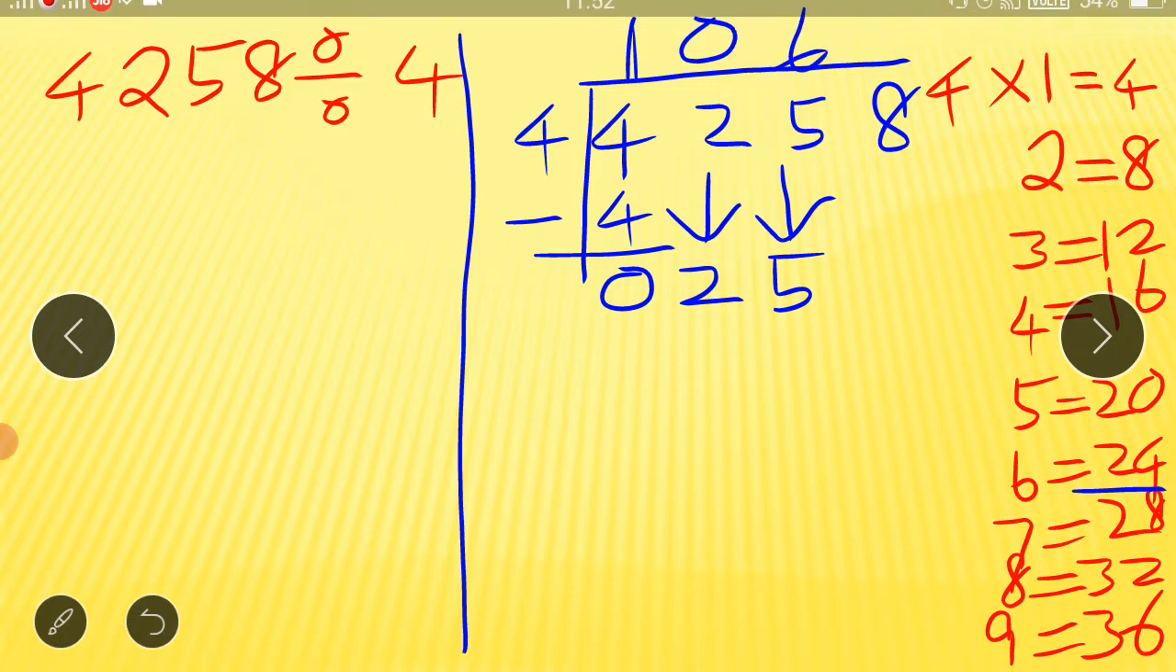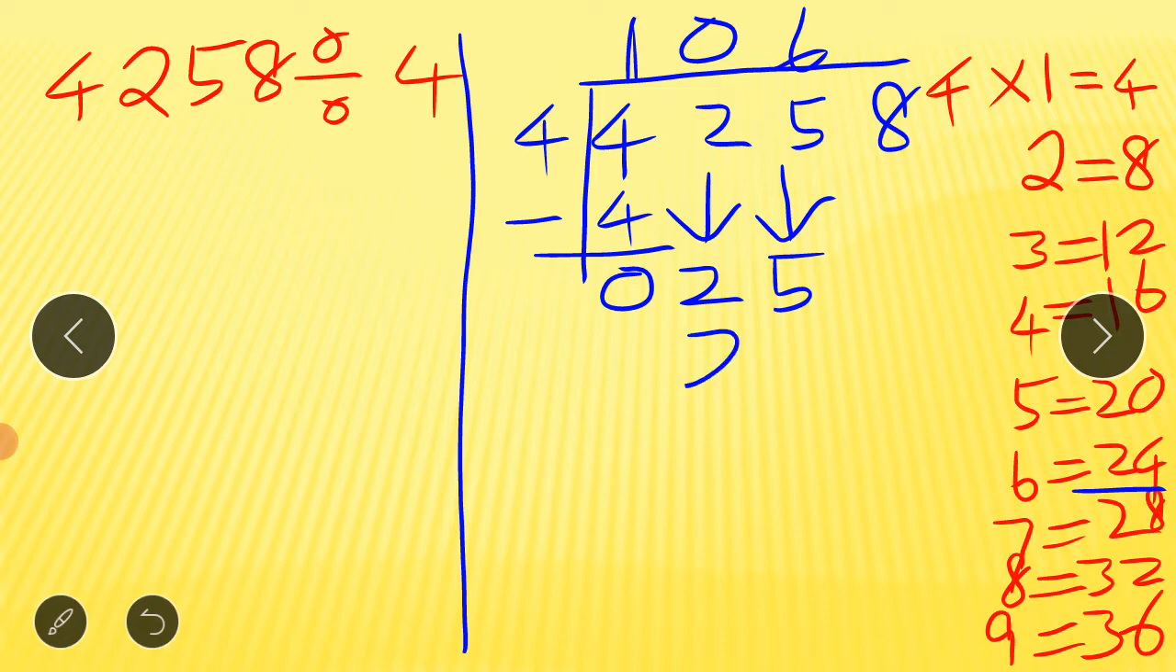As soon as you have completed the times, write the product under 25, because we have taken 25 only. So under 25 write this product 24. Now let's subtract again. We always start to subtract from the ones place, I mean from the right end. From 5 take away 4, we get 1, and from 2 take away 2, we get 0.